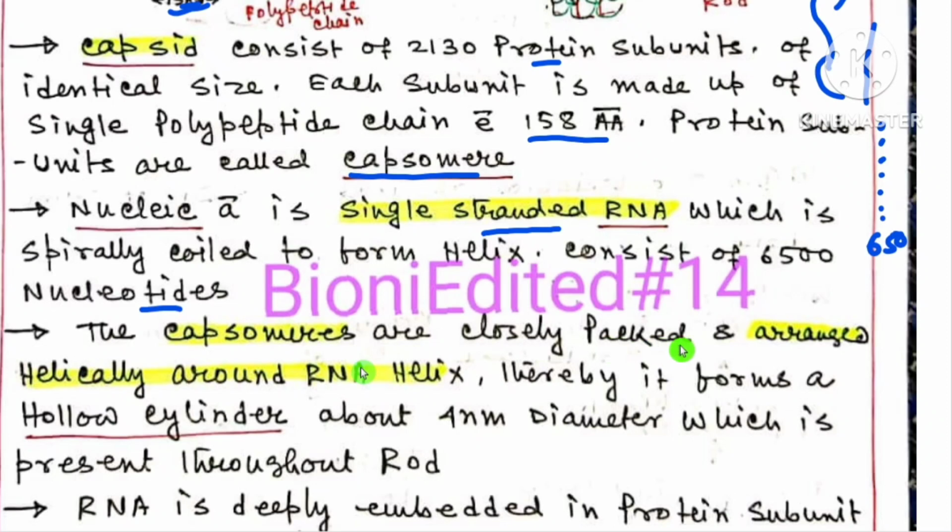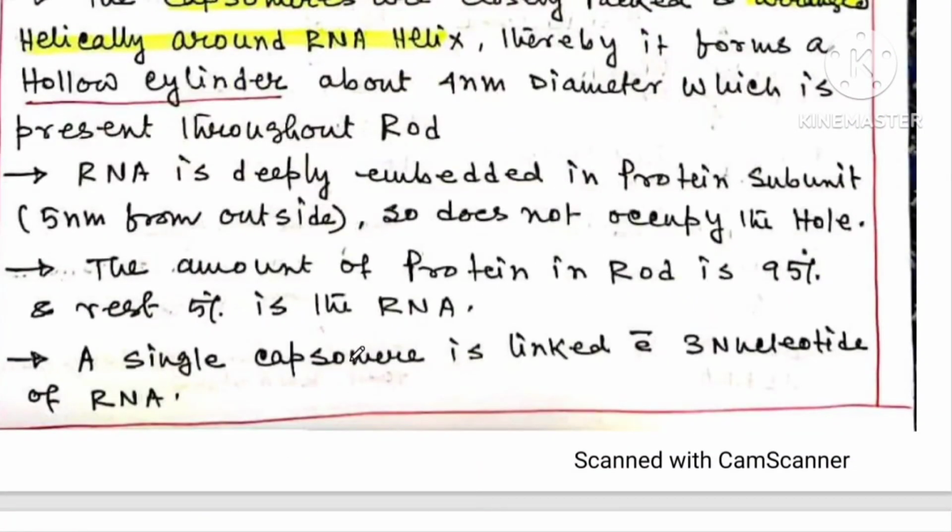The capsomeres are closely packed and arranged helically around the helix, forming a hollow cylinder about 4 nanometers in diameter, which is present throughout the rod. The RNA is deeply embedded in the protein subunits, 5 nanometers from the outside, so it does not occupy the hole. Suppose this is the hole, the core of the virus; outside of it the capsid layer is present and covers the RNA, so the RNA is not present inside the hollow core.